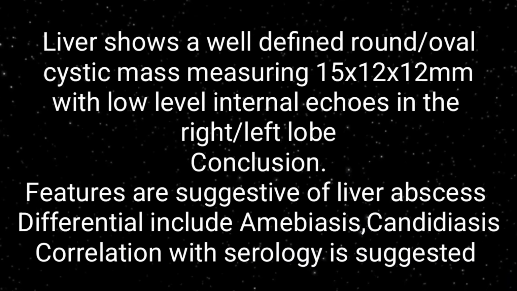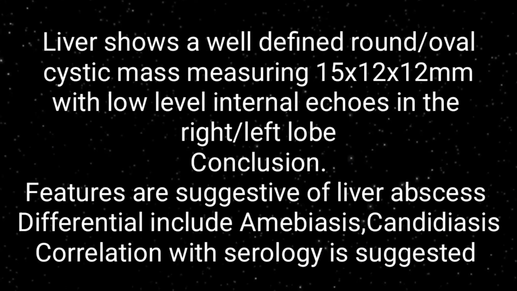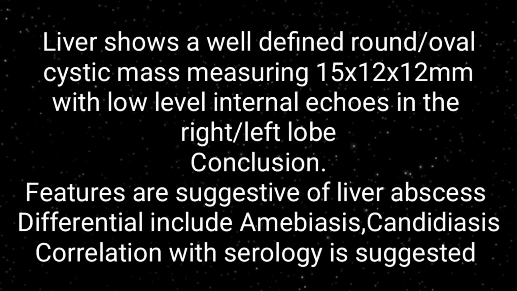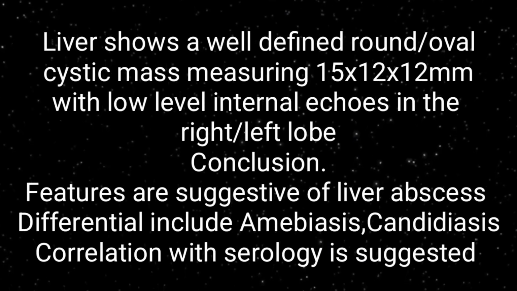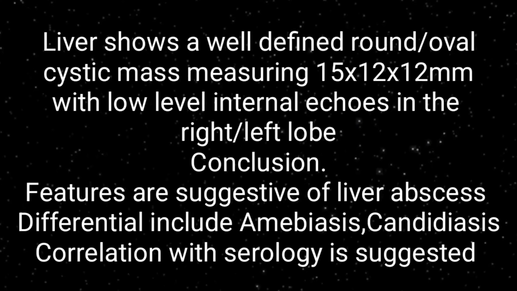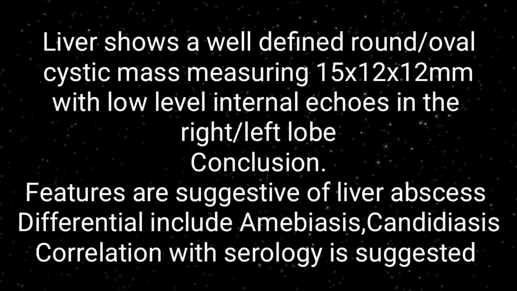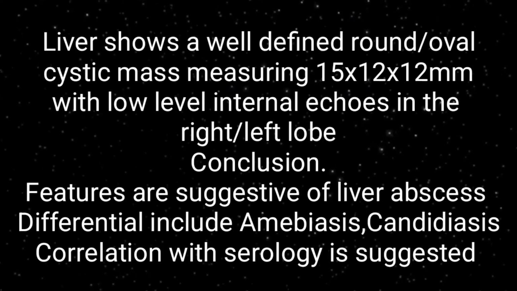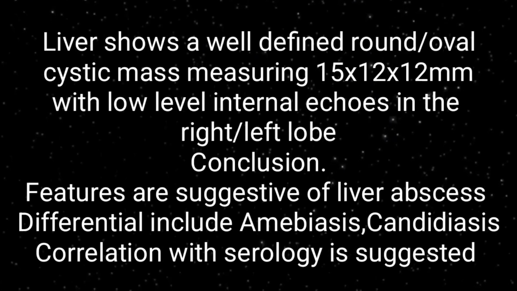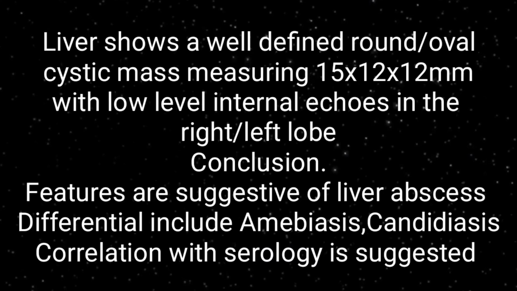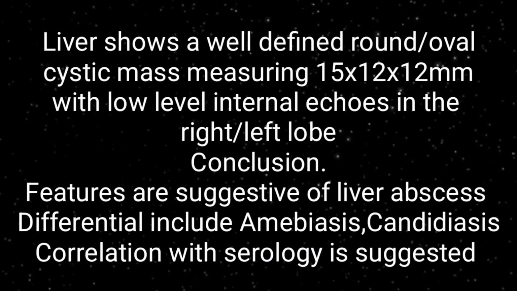For writing the parasitic infection of the liver in the report, mention that liver shows a well-defined round or oval cystic mass, give its measurement, with low-level internal echoes in the right or left lobe. In the conclusion, mention that features are suggestive of liver abscess. Always give a differential. The differential includes amoebiasis or candidiasis.